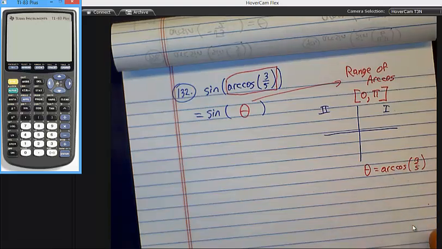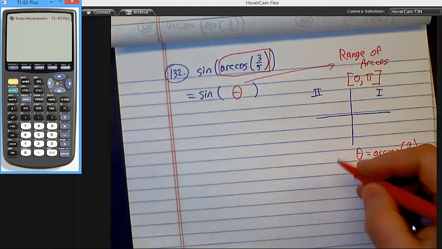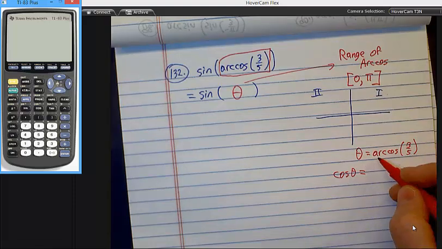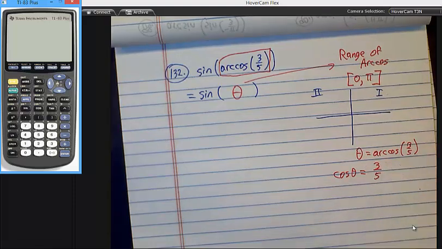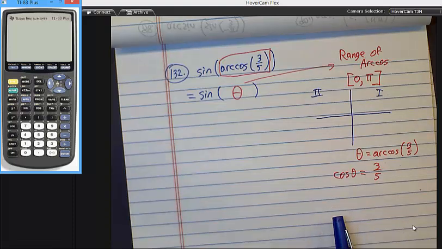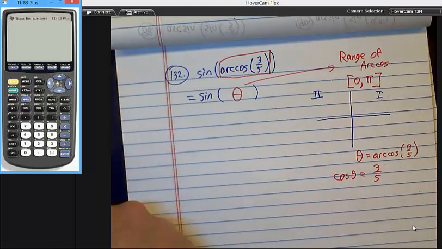Let's write that as a regular trig equation. What am I going to write? Cosine of theta equals what? 3/5. Now I know you can draw a picture where the cosine is 3/5. Which quadrant will I be in? I'm going to be in quadrant 1. How do you know it's 1 and not 2? It's positive, right? Over here we'd be negative. The cosine is the x-coordinate.